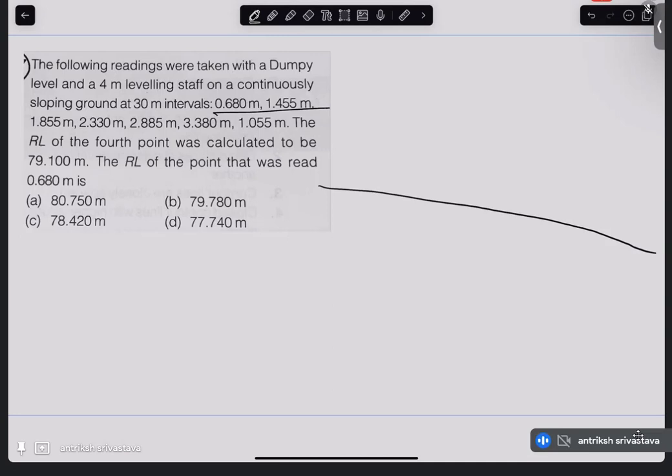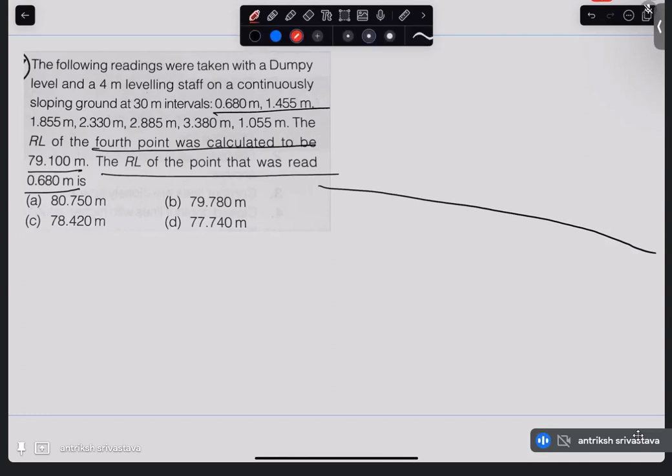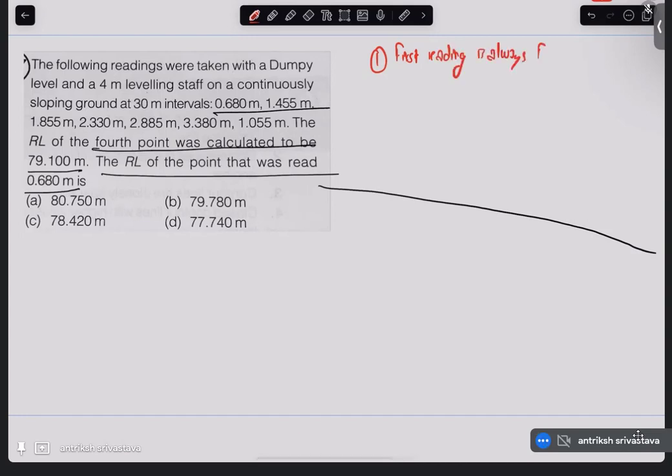The reduced level of the fourth point is given to us, and they are asking the reduced level of the first point. Okay, remember two things. First reading is always backside at benchmark, preferably at benchmark where we know the reduced level.